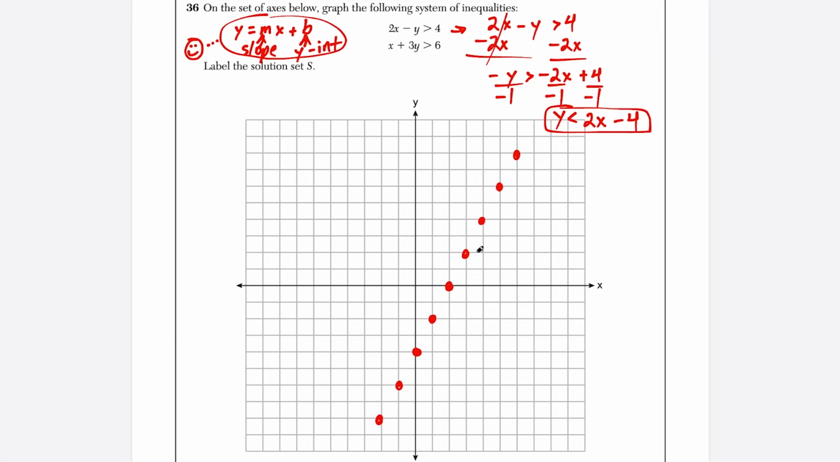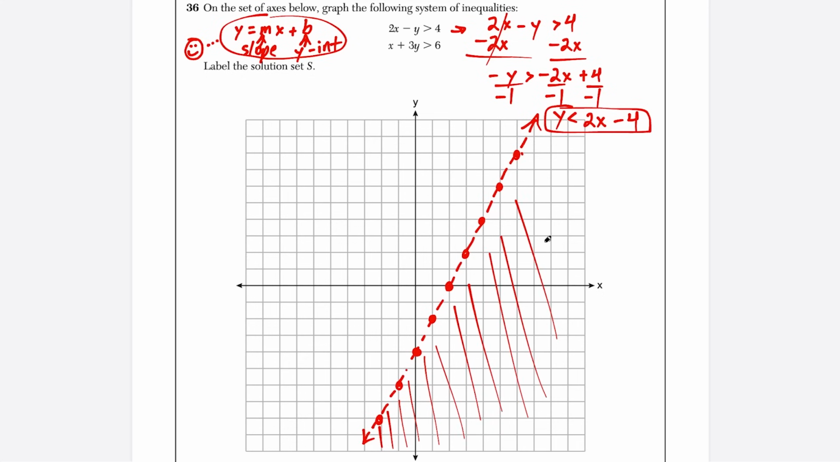If this was less than or equal to, I would use a solid line, but it is less than. So we'll connect this with the dotted line. And now we could throw arrows on at the end, and we're going to shade under this line here, okay? So I'm just going to shade everything under like this, and this represents the solution to the first inequality.